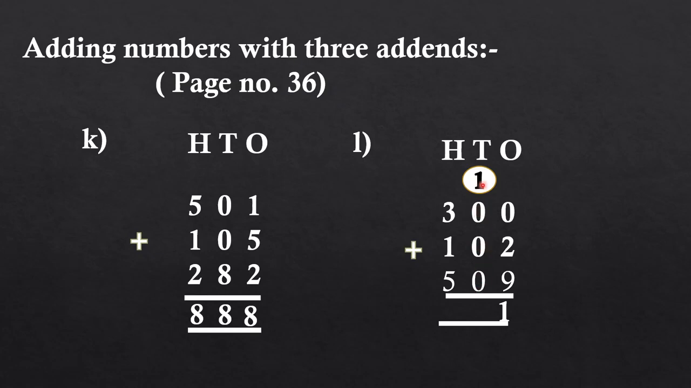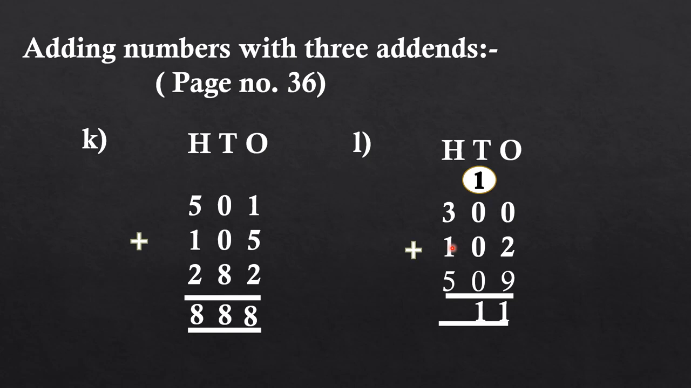Okay, but we have one carry digit, so we will add 1 to 0, and when we add 1 to 0 then we will get the same number, that is equal to 1. So here there is no carry digit. Okay beta. Now at hundreds place column, 3 plus 1 is equal to 4.